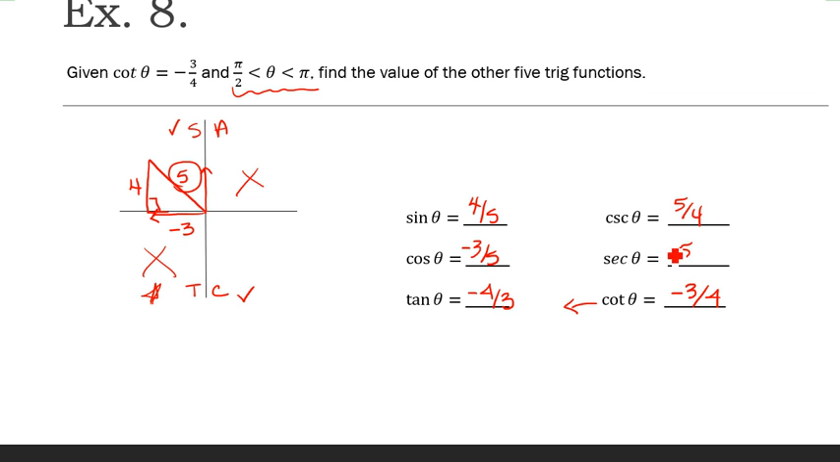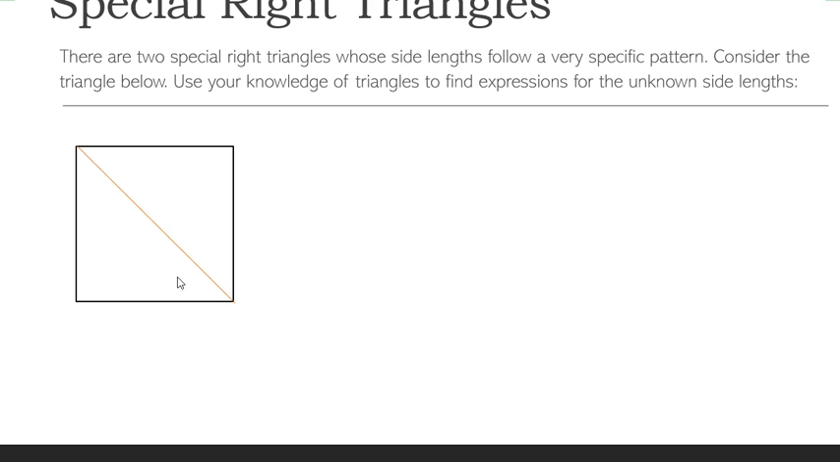And the opposite of that, -5/3. All right, going on to special right triangles.